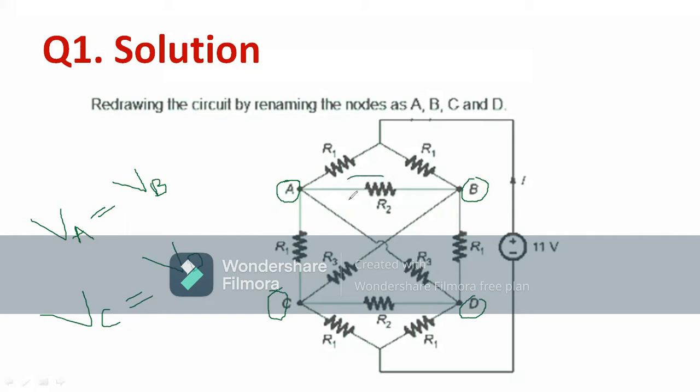So can I ignore the resistor R2 and this R2? Is it possible? In spite of keeping the resistors, I can make a single branch. Yes, it is possible, right? Just think over that. Let me modify the diagram.